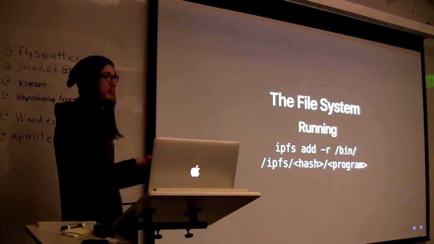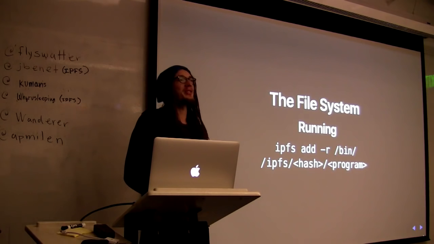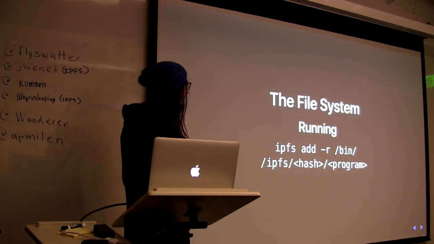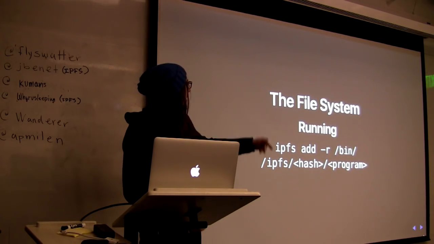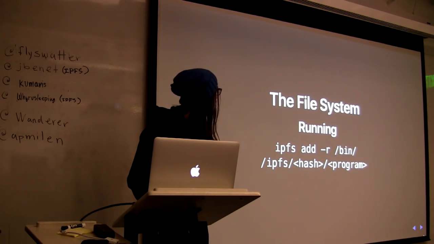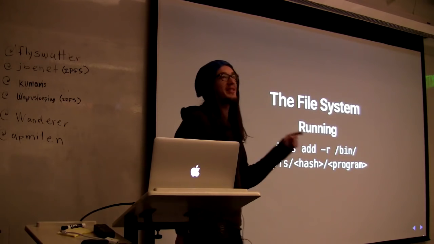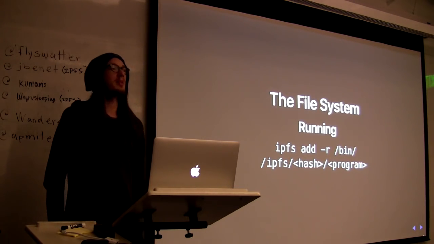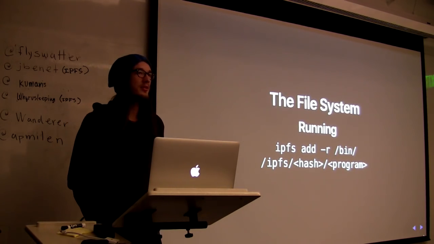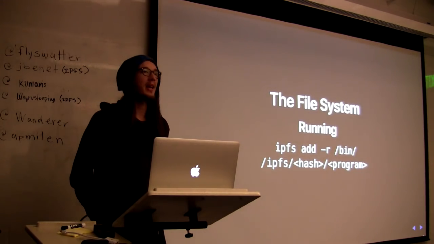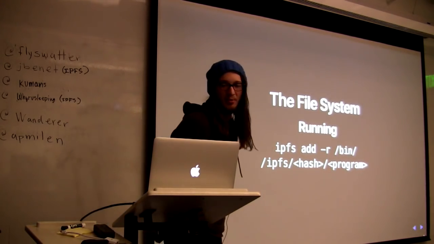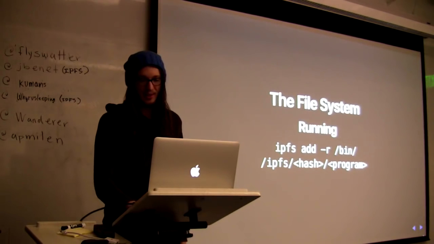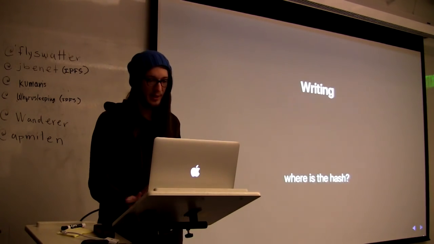So the next step is obviously running binaries from a mounted folder. I should be able to add my bin directory and CD into the hash and run a program. Now, this doesn't quite work right now. I think that's maybe due to the limitations of FUSE, but you can't actually make a program executable. But I'm sure it's just a detail.